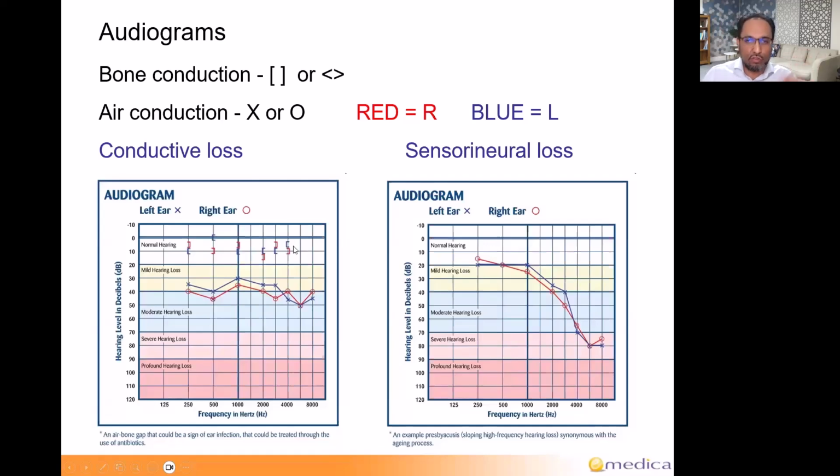Let's say you've got a cholesteatoma or a big effusion. Slow down the air conduction, the bone conduction is still intact, isn't it? Okay.